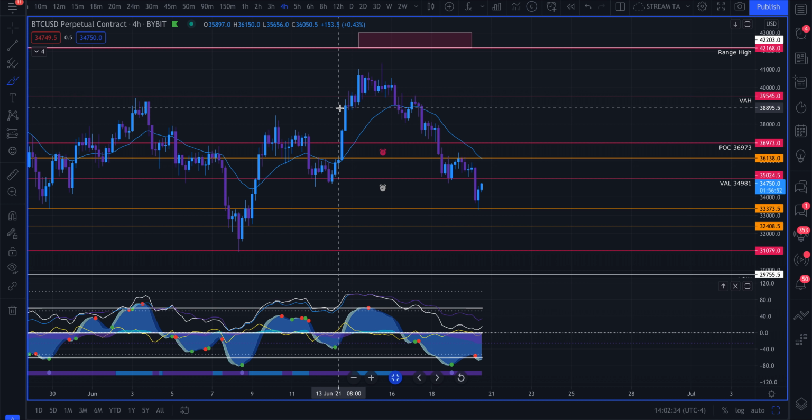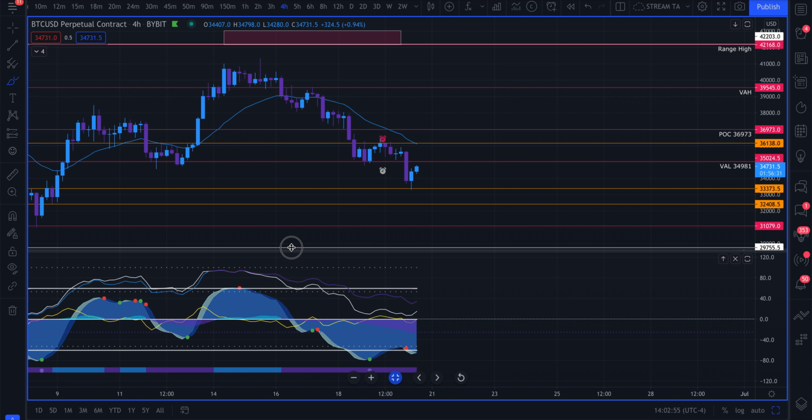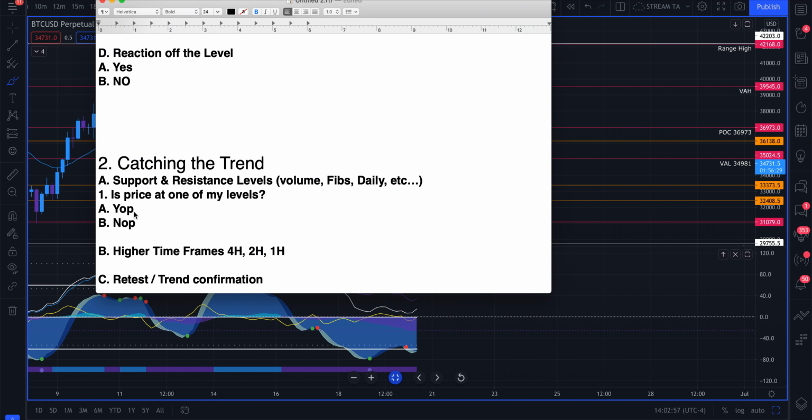So let's just, as an example, take this. This is a perfect example. When we see that price is coming down below one of our levels, we can look at Market Cipher B on the 4-hour time frame. I like to start on the 4-hour and then go down to the 2-hour and then down to the 1-hour.